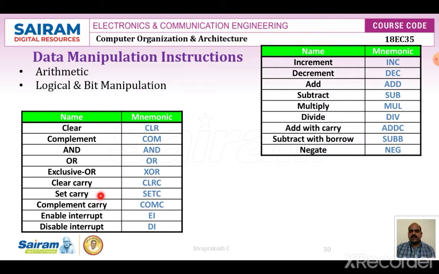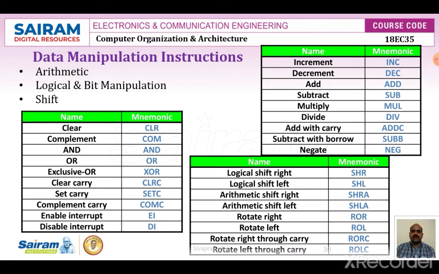Set carry, it's going to set the carry bit. Complement carry, it's going to reverse the carry present in the carry flag. And enable interrupt and disable interrupt, EI and DI, both instructions are used for interrupting the processor. These are the logical and bit manipulation instructions used in assembly language programs.